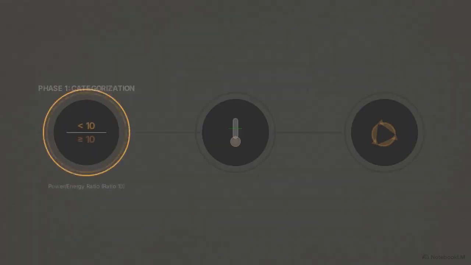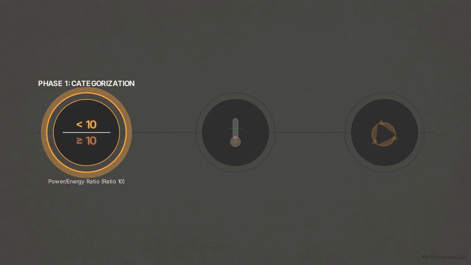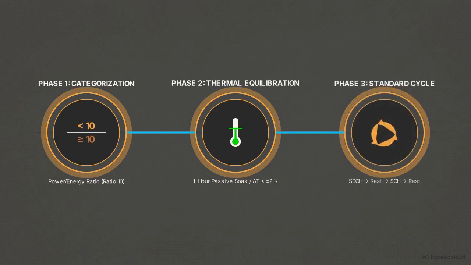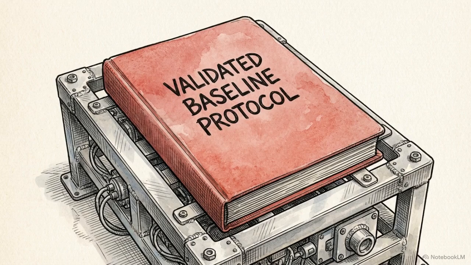We are going to map the exact initialization protocol required by this standard, from the initial mathematical categorization of the pack through thermal equilibrium to the final standard cycle. Establishing this absolute ground truth is the mandatory prerequisite. Until this sequence is complete, a supplier cannot record or claim a single valid performance metric.